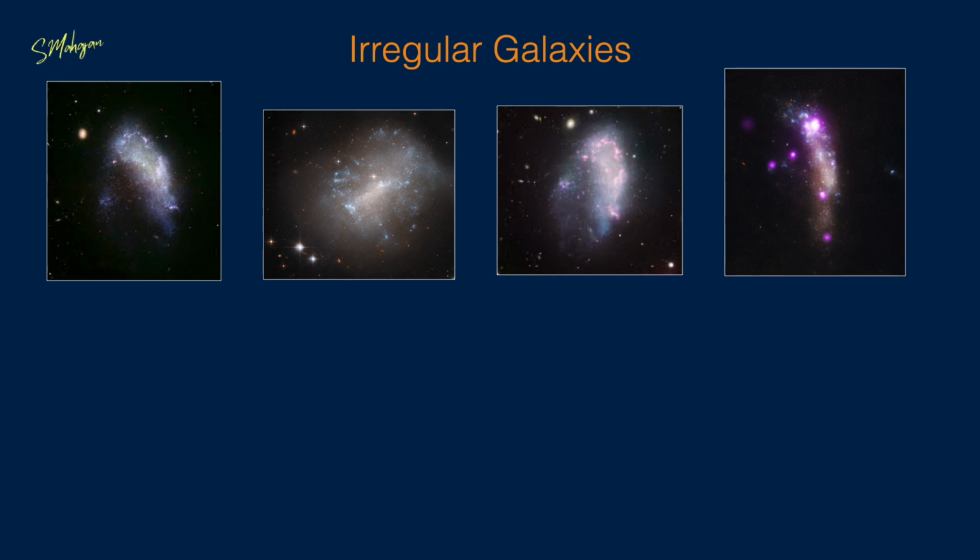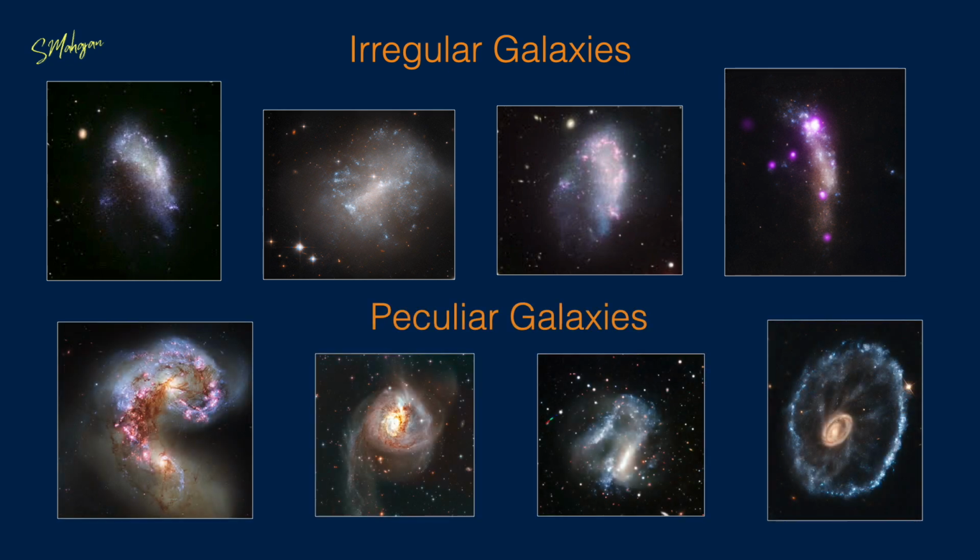Morphologically speaking, one also finds peculiar systems in the universe. The differentiating factor between the irregular and peculiar galaxies is that the latter are often much more massive and a product of a merger of two galaxies. For instance, it is believed that when a low-mass dwarf galaxy hits the center of a spiral, it creates a ring galaxy such as this.